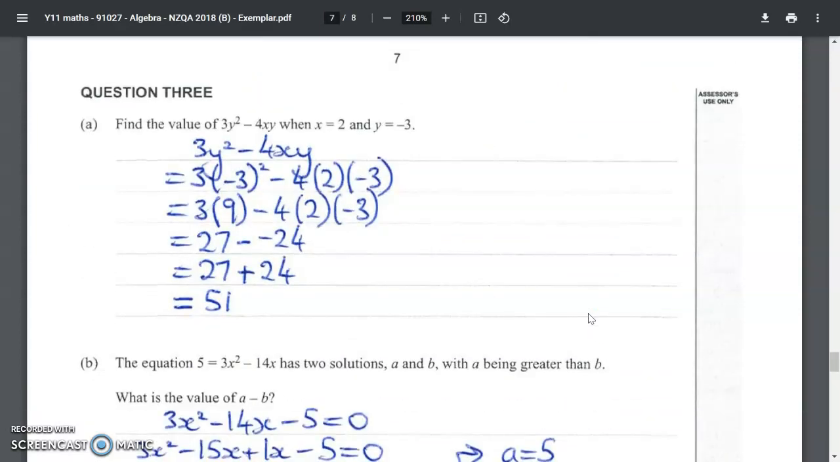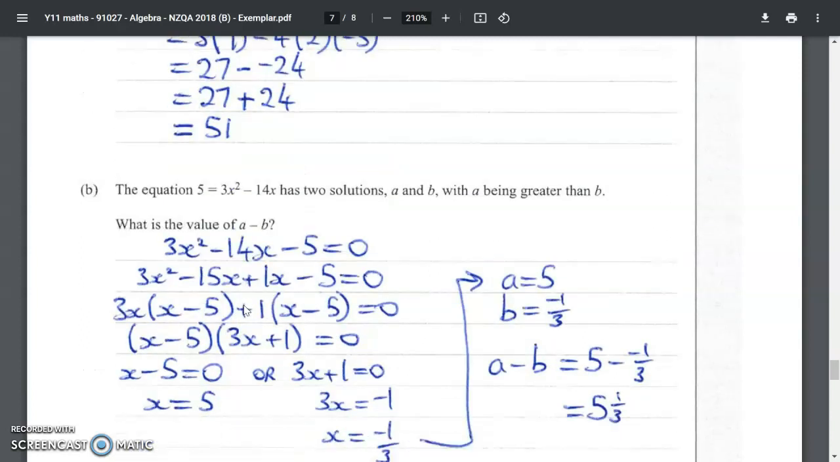Question 3. Substitution question first up. So we're just replacing y with negative 3 and x with 2. We get 51 as our answer.